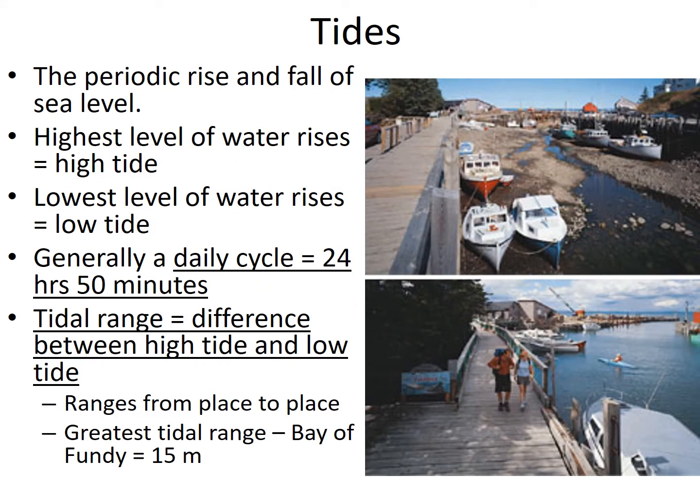All right, tides. We're going to be really looking at this in labs. This is a periodic rise and fall of the sea level. The highest level is called high tide. The lowest level is called low tide. It is a daily cycle of 24 hours and 50 minutes. The tidal range is the difference between the high tide and low tide, and it ranges from place to place. The greatest tidal range is in the Bay of Fundy with a 15-meter difference.